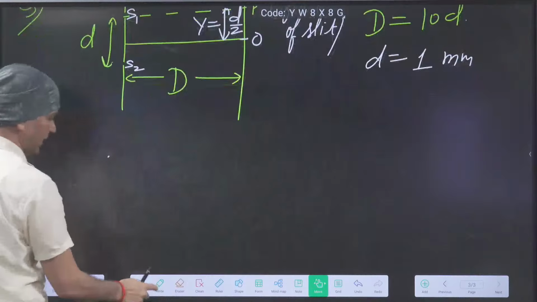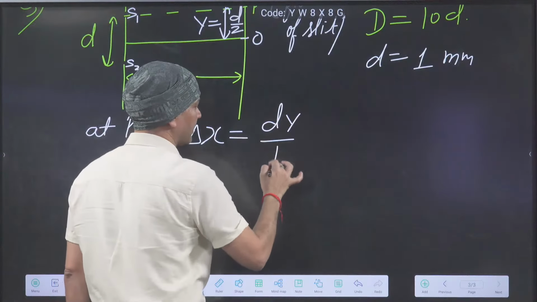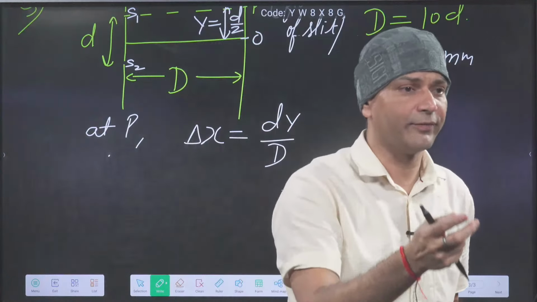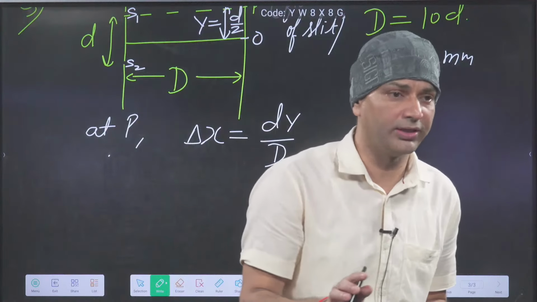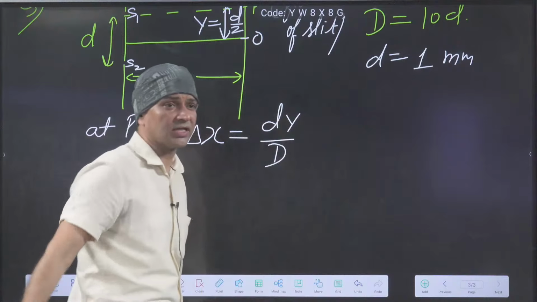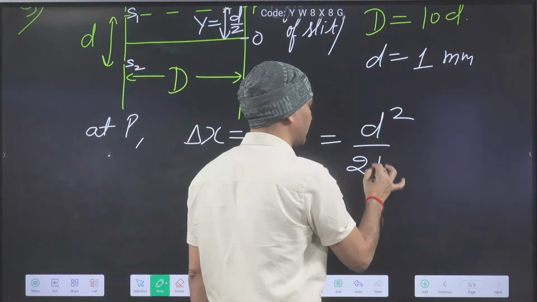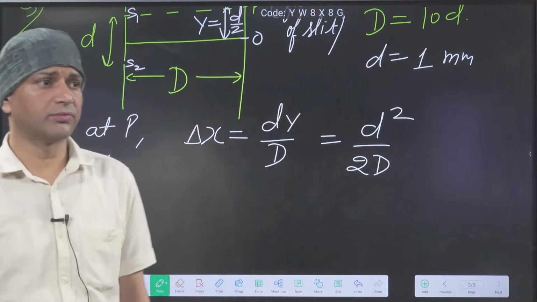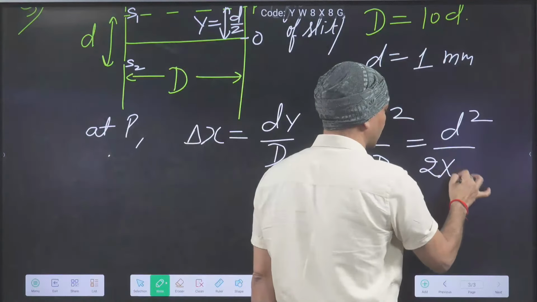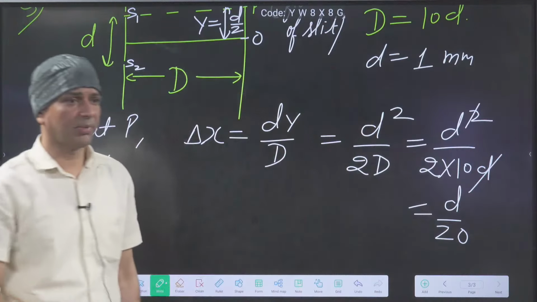Then path difference, what can I say? At P, path difference delta x is equal to, we know the formula, dy by capital D. You will remember it like this only, dy by capital D. Otherwise with dy by D, you will get confused: which y? Which D? Capital D or small d? So we have to remember that delta x is dy by capital D. Now in front of the slit, what is the y? Y will be d by 2. Then I will get d square by 2 capital D. This is the path difference I got in front of the slit. What is the capital D I gave? 10 small d. So d square upon 2 into 10 small d. One d cancels out. What you got? d by 20.